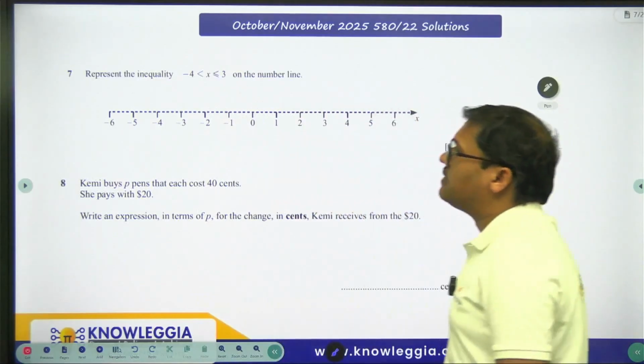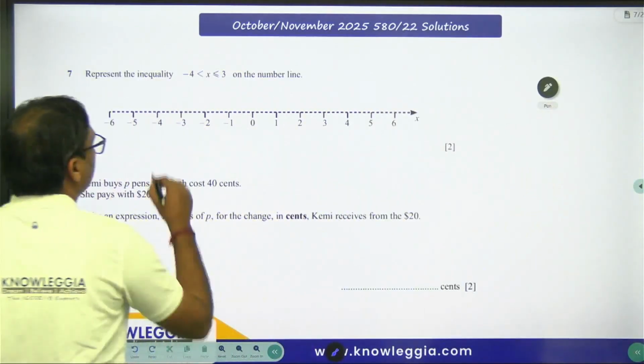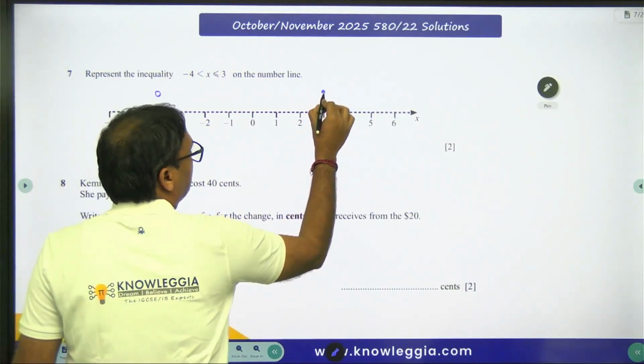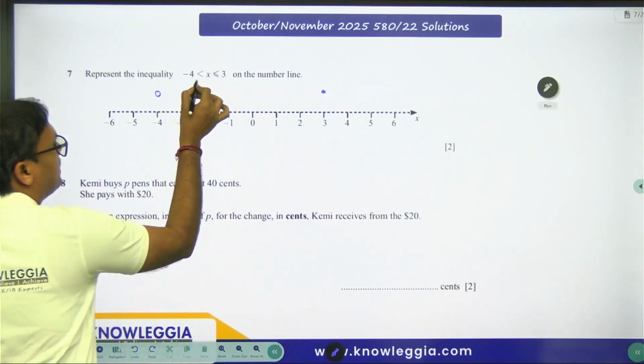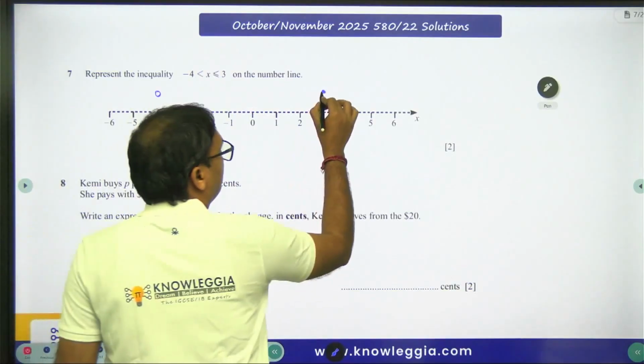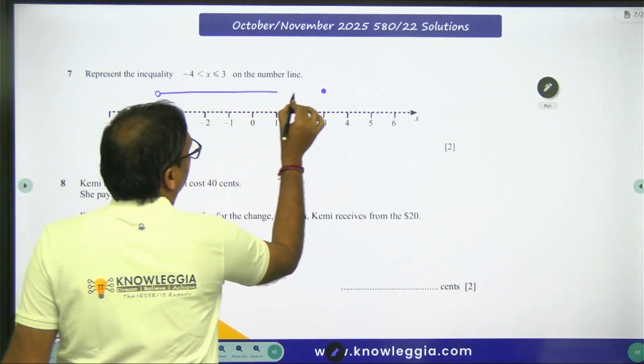Now the next question, represent this inequality on the number line. X is between minus 4 to 3. So 3 has an equal to sign. So X can be equal to 3. So when X is equal to 3, we'll put a dark point, and this is an open point. This is how you show this.